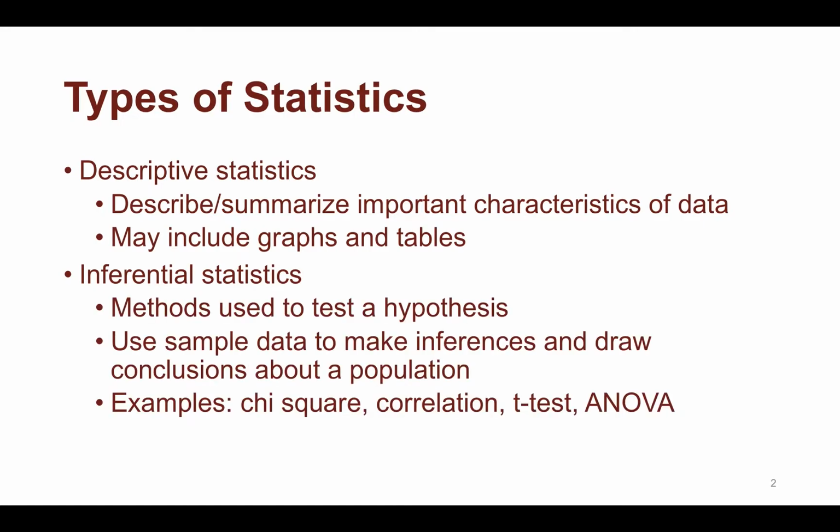Inferential statistics are methods that we use to test a hypothesis. Typically, you collect some sample data, you process it, and you use that to make some inferences and draw conclusions about a larger population of people. Some examples of inferential methods include chi-square tests, correlation analysis, t-tests, and ANOVA, which stands for analysis of variance.